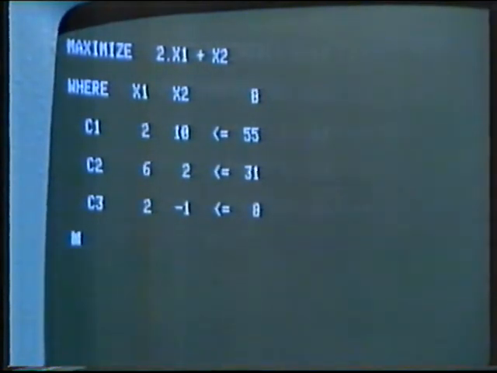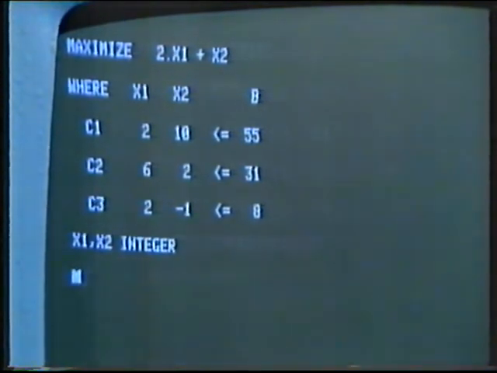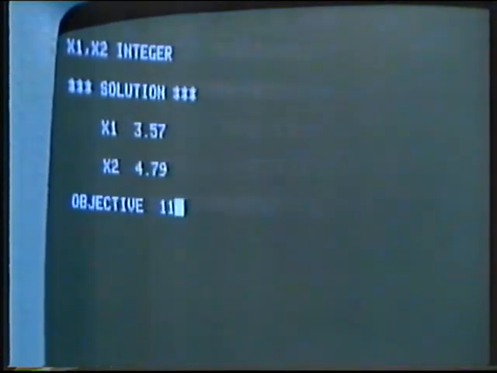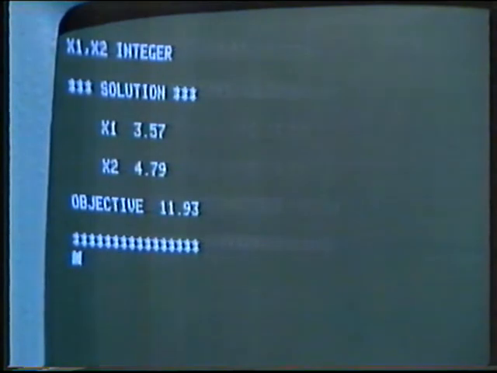In fact, it's the same problem, but I've got a different integer restriction. In this case, I want both x1 and x2 to take integer values. Well, as before, we solve the corresponding continuous problem. We get this solution as before. Now, neither variable is integer, so we have a choice. It's entirely arbitrary. We take one of the variables, say we take x1, we create two new problems and branch on x1.